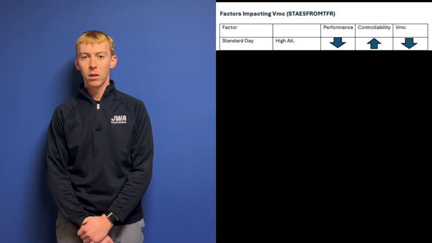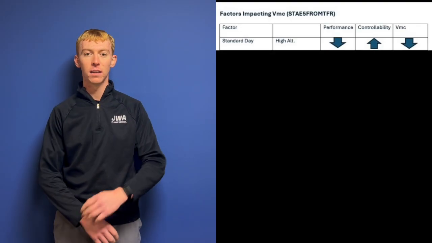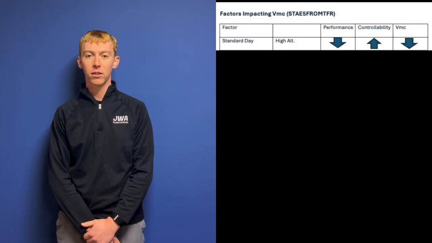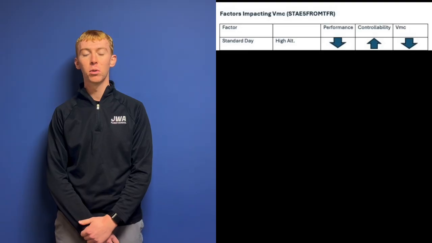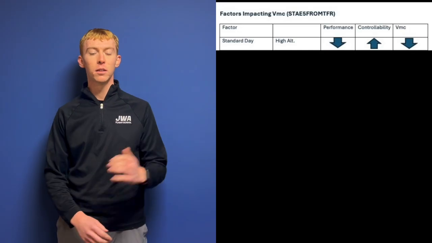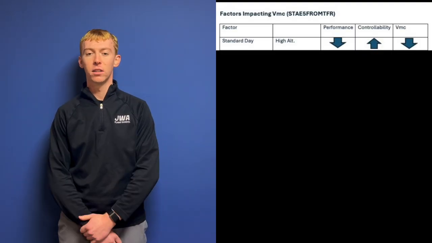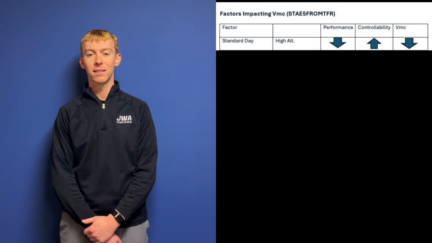Our next topic is discussing how VMC changes and the factors that impact VMC. First, we have standard day. We're going to discuss two altitudes, a high density altitude and a low density altitude. When discussing these factors, there's three main key parts to determine if VMC will increase or decrease. First is the factor, second is the performance, and third is the controllability of the airplane. The first is high density altitude.